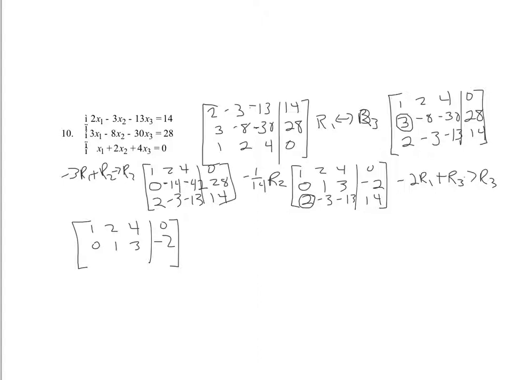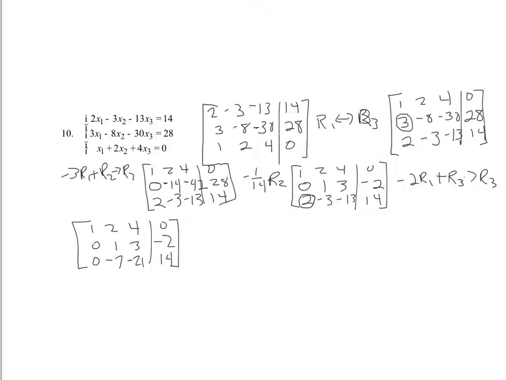-2 times 1 on the top gives me -2 plus 2 is 0. Negative 2 times 2 on the top is a negative 4. Negative 4 plus negative 3 is a negative 7. And then negative 2 times 4 from the top row is a negative 8. Negative 8 plus negative 13 is a negative 21. And anything times 0 is 0, so 0 plus 14 is 14.